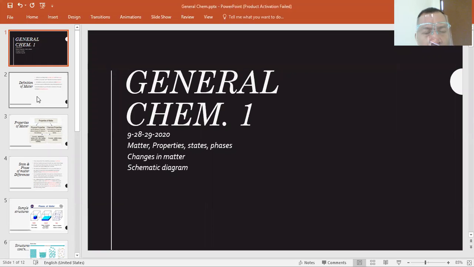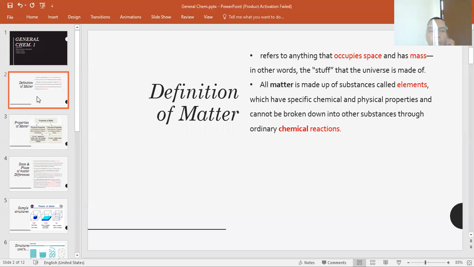For the definition of matter, as we all know, it is anything that occupies space and has mass. In other words, it is all the stuff that the universe is made of. All matter is made up of substances called elements with specific chemical and physical properties, which cannot be broken down into other substances through ordinary chemical reactions because they are the simplest form of matter.